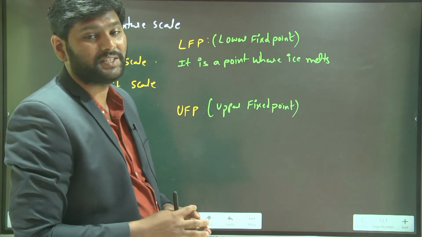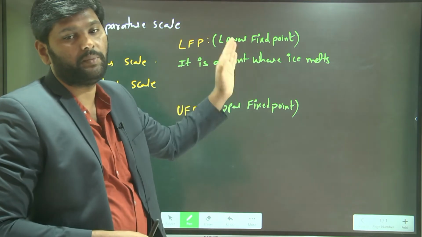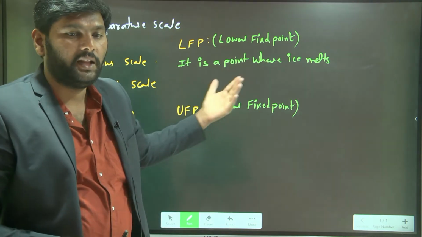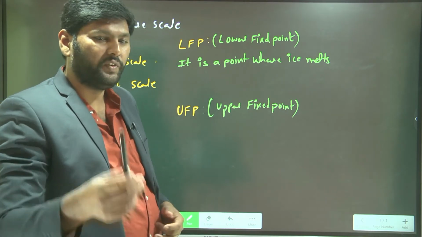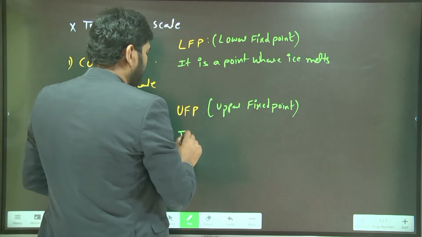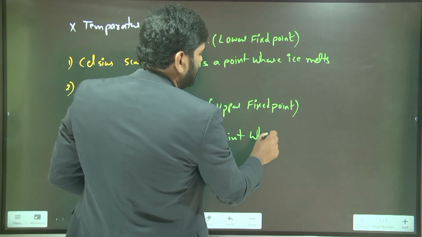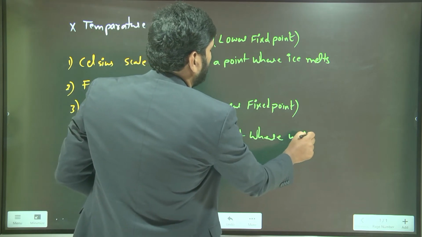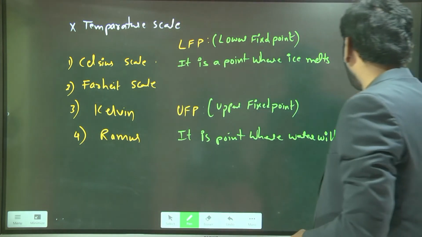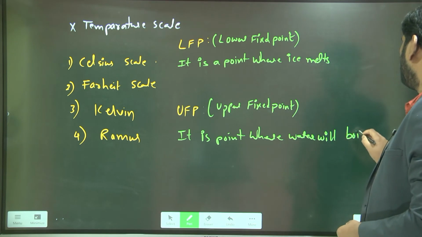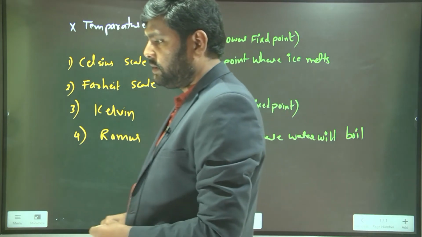Similarly, what is meant by the upper fixed point? Guess. Where ice melts, the point of temperature is called the lower fixed point. Next, what about the upper fixed point? Sir, the point at which the water boils. Very good. It is a point of temperature where water will boil, and it is called the upper fixed point.